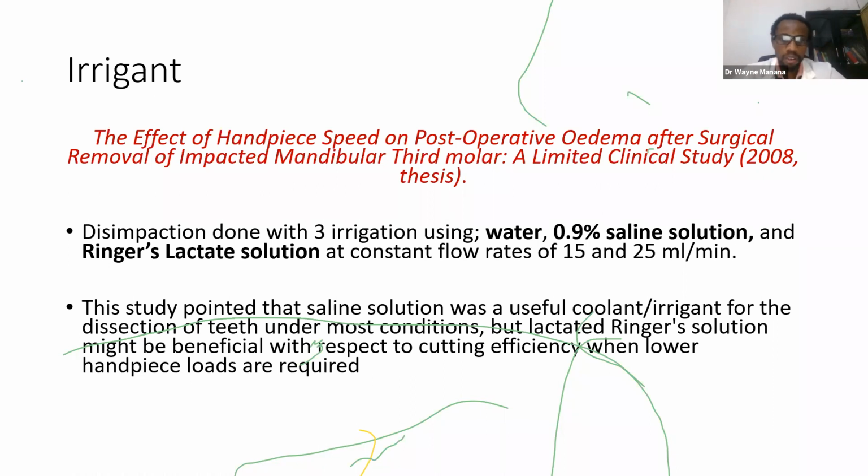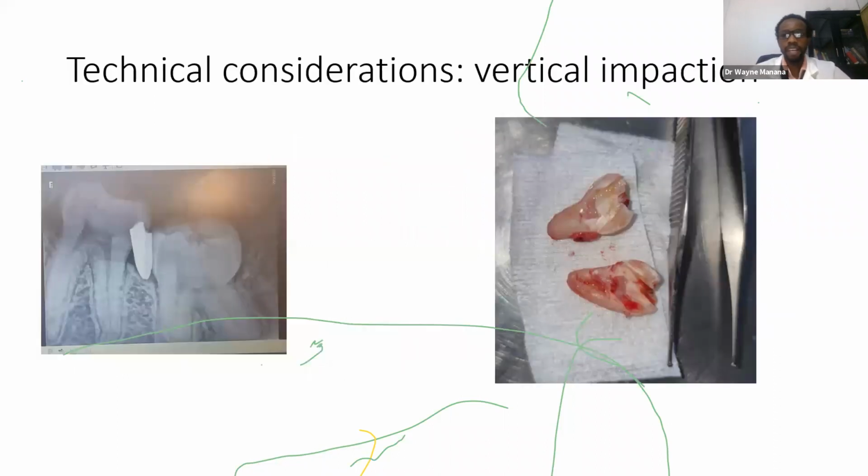than normal saline. So what are we saying here? We are saying that whereas saline is cheaper and very good, when it comes to rotation or lubrication, ringer's lactate was found to be better. So if you are doubting the efficiency or the power of your handpiece, then you would rather go for ringer's lactate.